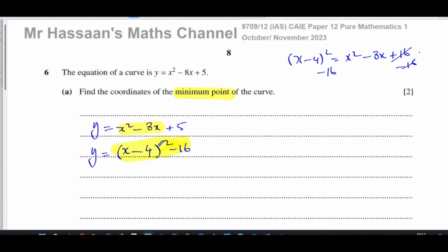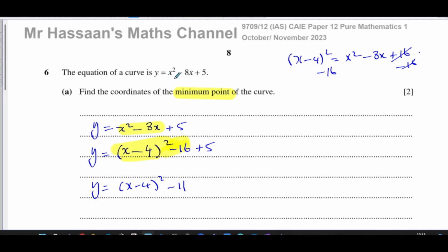Okay, so now what I've highlighted is the same, but I have got a plus 5 at the end, which I've got to include. Now we can say that y equals x minus 4 squared minus 16 plus 5, which is minus 11. So this is the answer, not the answer. This is the form from which we can write down the minimum point. Okay, so we've got it in the right form, and now we can write down the coordinates of the minimum point.